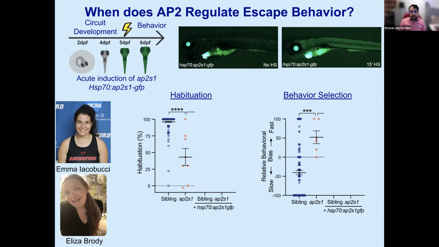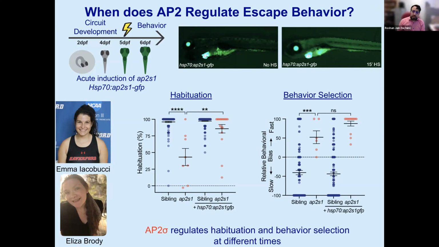So then when we induced this transgene and looked at their habituation and behavior selection, what we found is that this acute expression of AP2S1 was sufficient to rescue habituation behavior, but it was not sufficient to rescue this behavioral selection deficit, right? So once again, we're finding a dissociation or a distinction in the timing of this complex and how it regulates these two different modulations of a very simple behavior here, right? So the AP2 sigma seems like it's regulating habituation and behavior selection at different times.